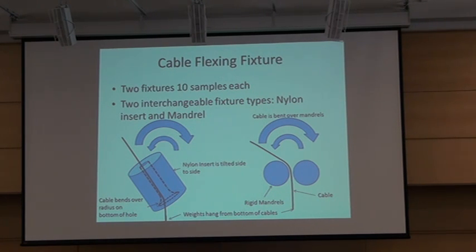The fixtures that Bryan was mentioning must be able to flex 10 cables on each fixture. There are 2 fixture types that Whitney Blake uses to test their cables. The one type, which we are demonstrating, holds nylon inserts, 10 of them on a fixture, and the wire is threaded through the insert, and as the fixture tilts left and right, the cable is bent over a radius on the bottom of the nylon insert. Another method to flex the cables is to bend them over rigid mandrels.